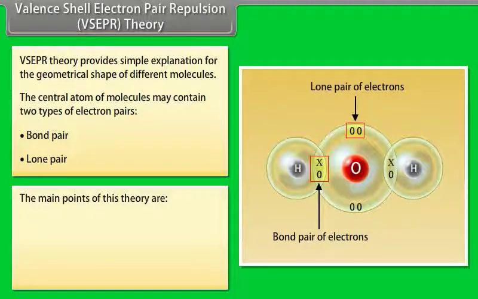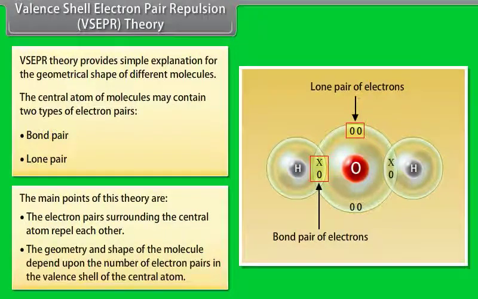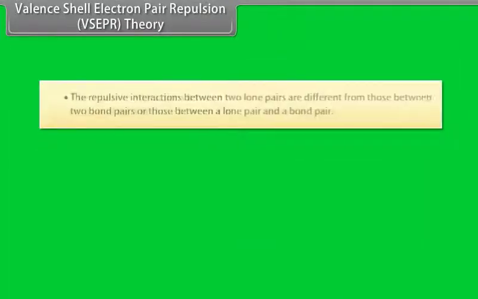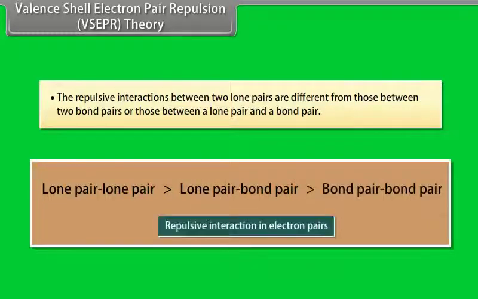The main points of this theory are: the electron pairs surrounding the central atom repel each other. The geometry and shape of the molecule depend upon the number of electron pairs in the valence shell of the central atom. The repulsive interactions between two lone pairs are different from those between two bond pairs or those between a lone pair and a bond pair.